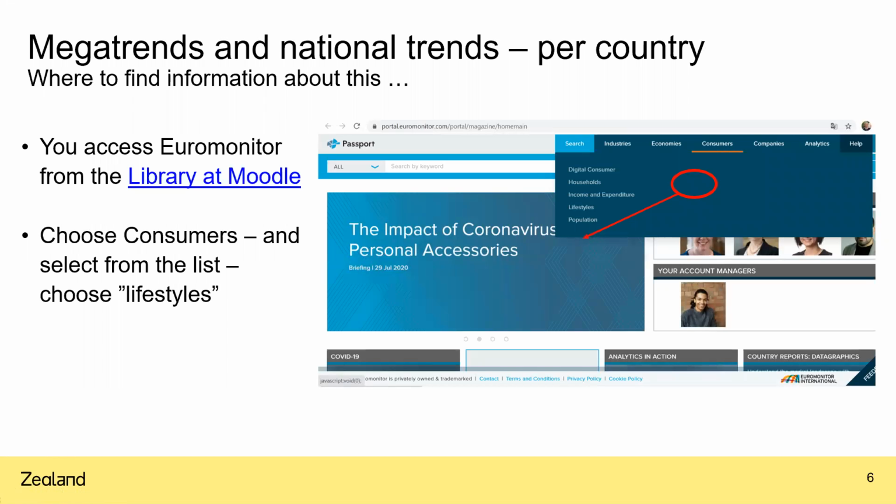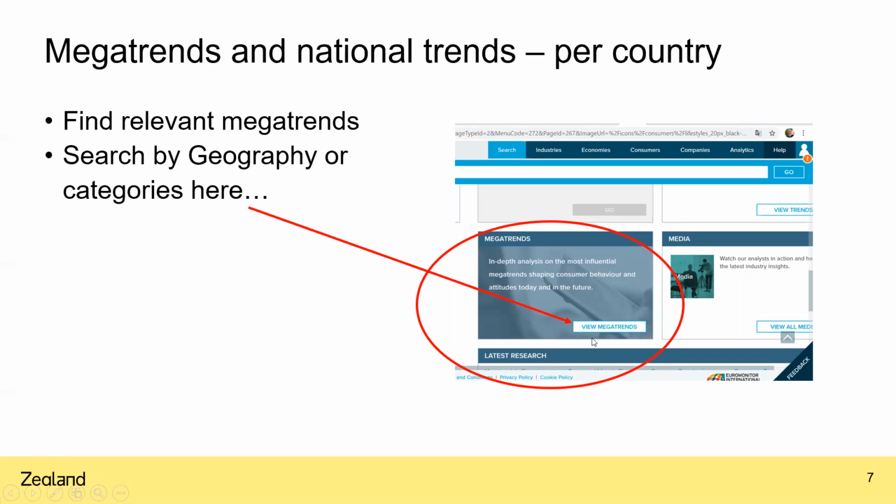This is an example on how to find information on Euromonitor about mega trends and national trends. As you can see up here, we look at the consumers. So firstly, you click on consumers. Secondly, you click on view megatrends. When you have reached that page, you can go further in and do other clicks. Maybe you have to go to level 3, 4, 5 in order for you to find the information you need. But this is how you actually do your search for the megatrends.